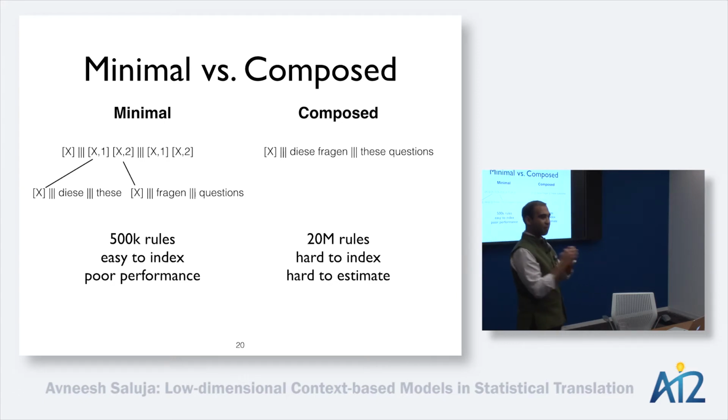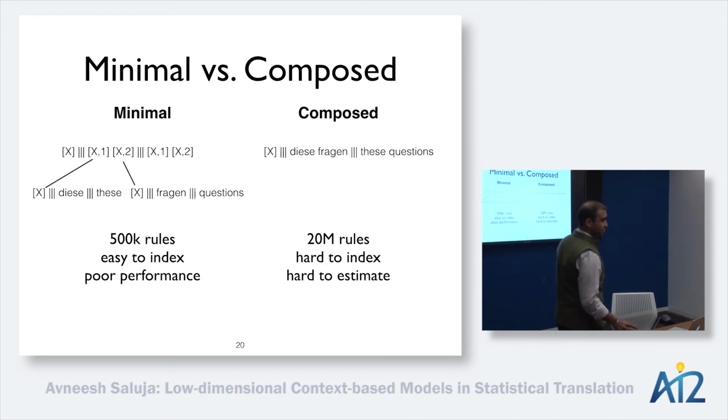So if I have rules in my grammar and I can't decompose them any further, that's a minimal grammar. If I have rules in my grammar and I can decompose them further, and those rules also exist in my grammar, then I would call that a composed grammar. There's an example here. I have these two rules that can combine and form that rule. And these are actual hard numbers that I ran on a German-English setup. So we have grammars that can actually be 40 times larger in this particular case.